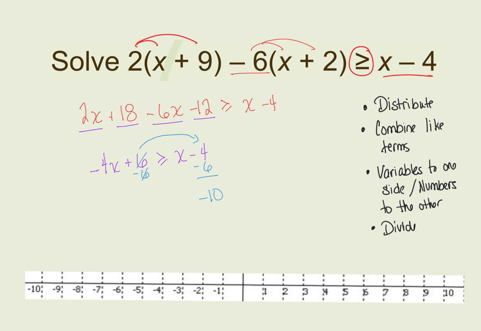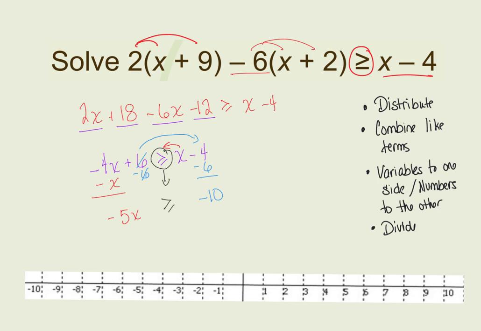Same thing with this x. I'm going to move the x's to the other side. It was positive x over here. I'm going to subtract an x. Negative 4 minus negative 1, negative 5x. And don't forget that you do have an inequality sign, so move that down, greater than or equal to.